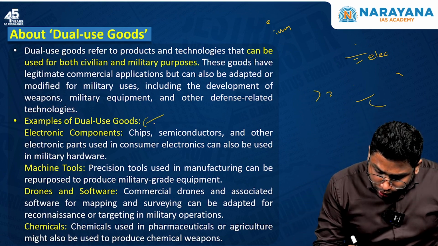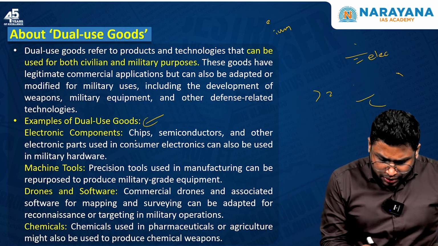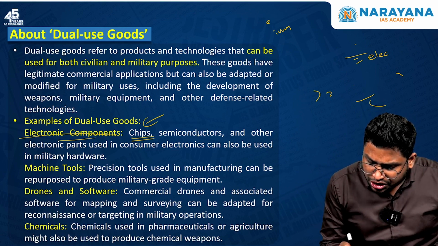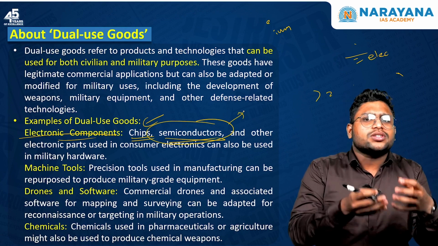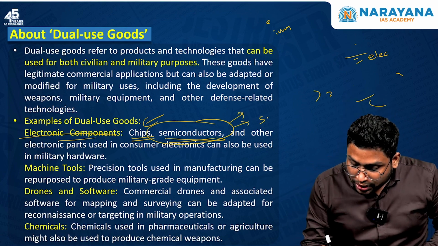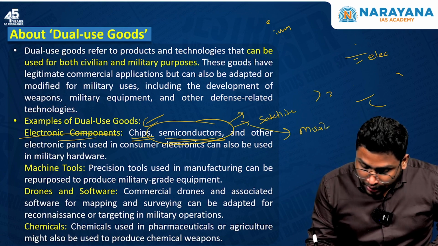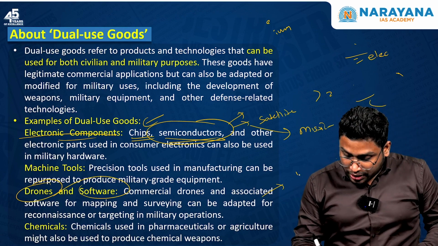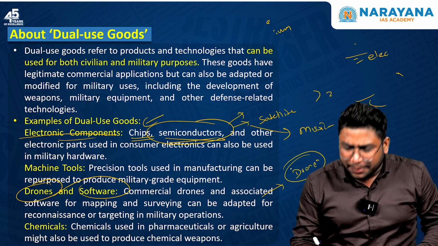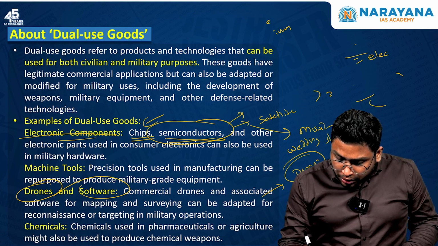Now, if we want to take examples of dual-use goods, this includes many things. Just like nuclear, we have some electronic components like some of the chips or semiconductors. These semiconductors will be used in our computers, laptops also, and these can be used in the satellites also, and these can be used in missiles also. Then there are many drones and softwares. See, drones, nowadays drones are very normal. They are used in many functions. For example, for wedding shoot, drones are used.